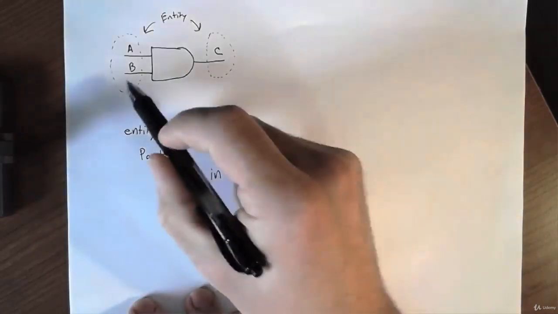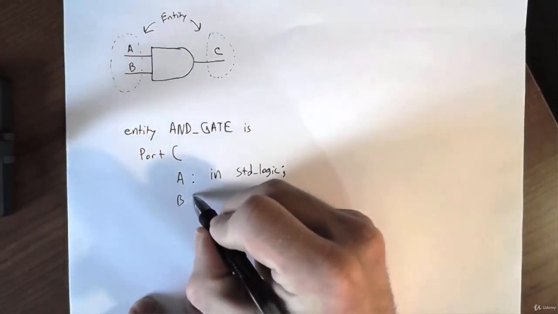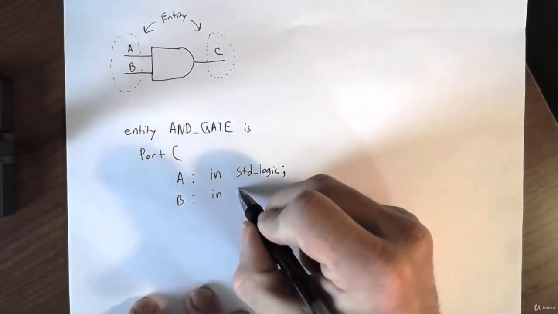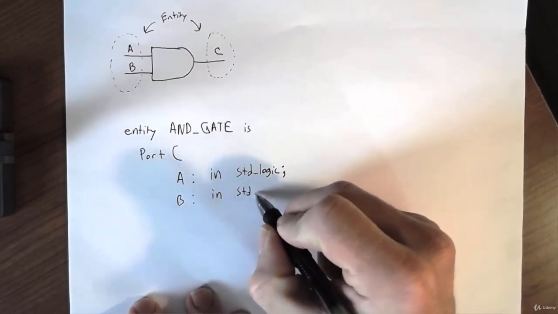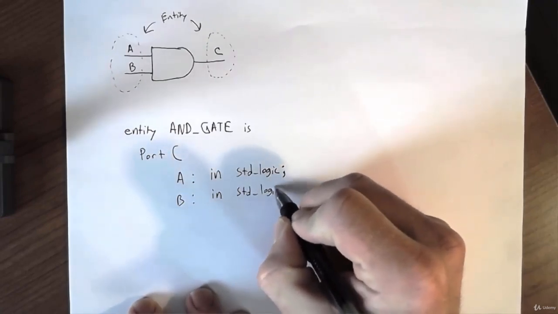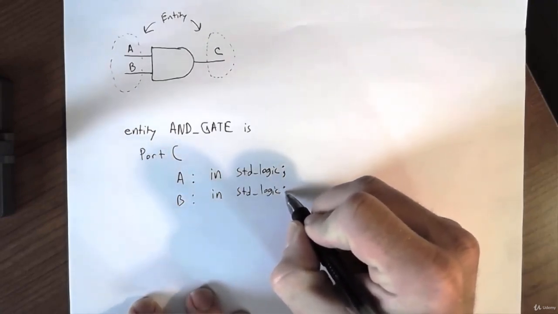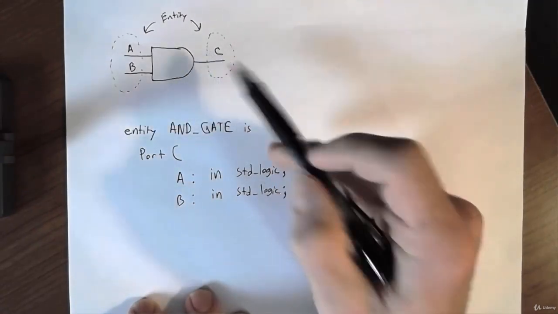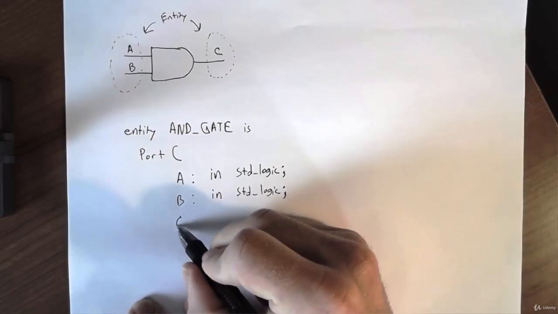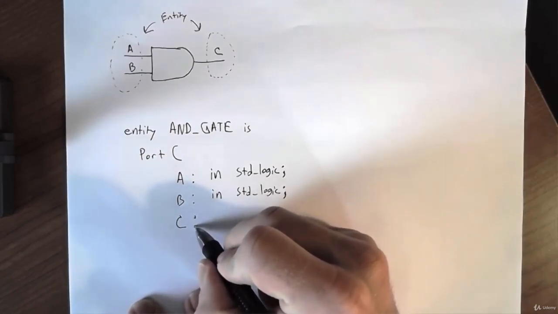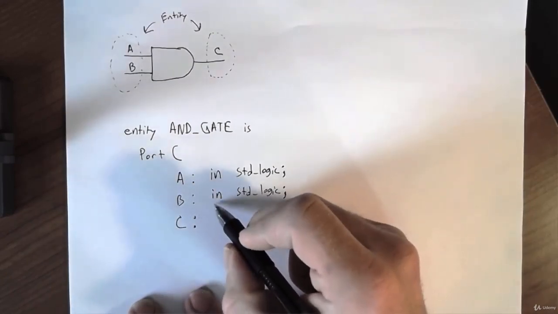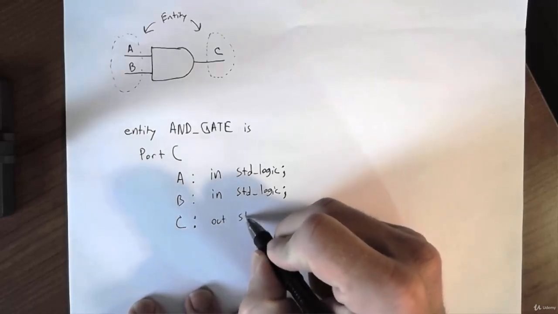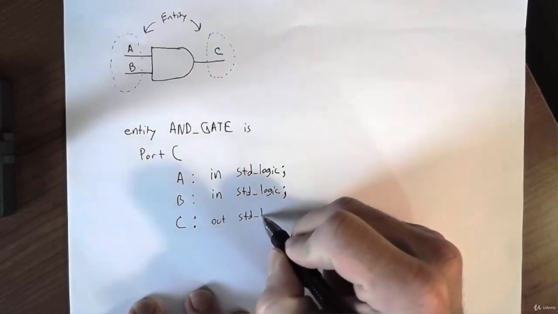And we'll do the same thing for the B. So we have our B, which is also an input, and we're going to give it a data type of standard logic and terminate it with a semicolon. Now we have to do our C, which is our output. So it follows the same format. We have a C, then a colon, and we're going to say out for the direction, and it also will be a standard logic data type.